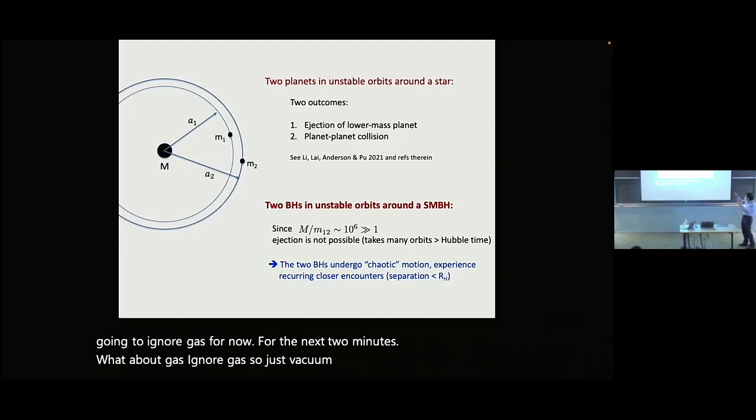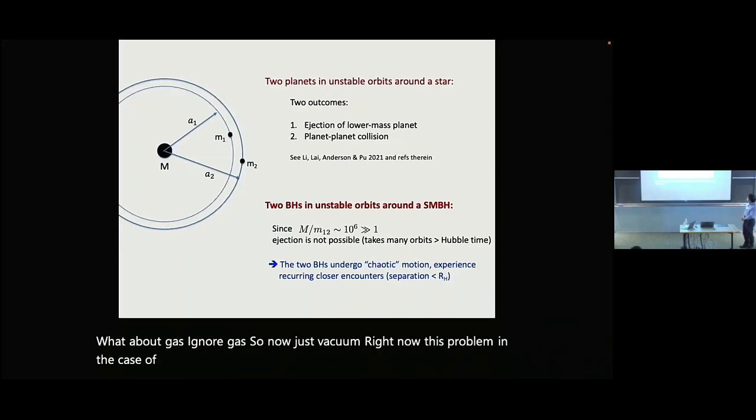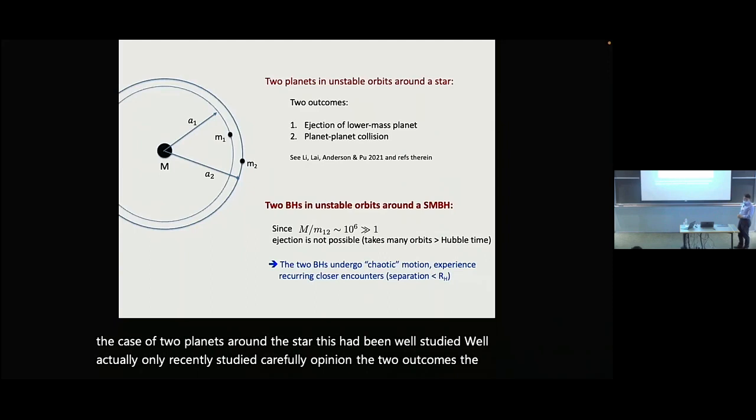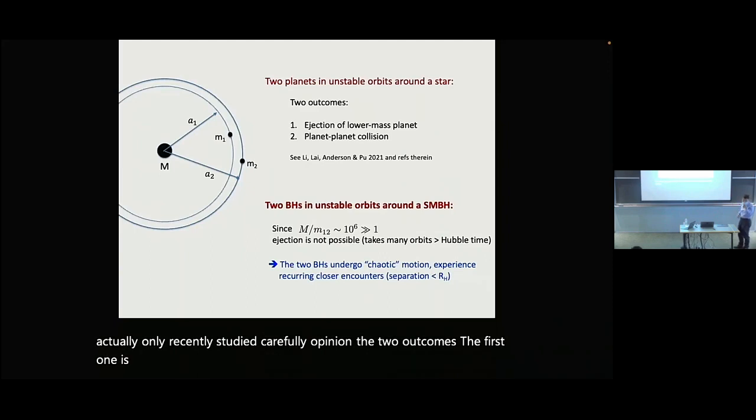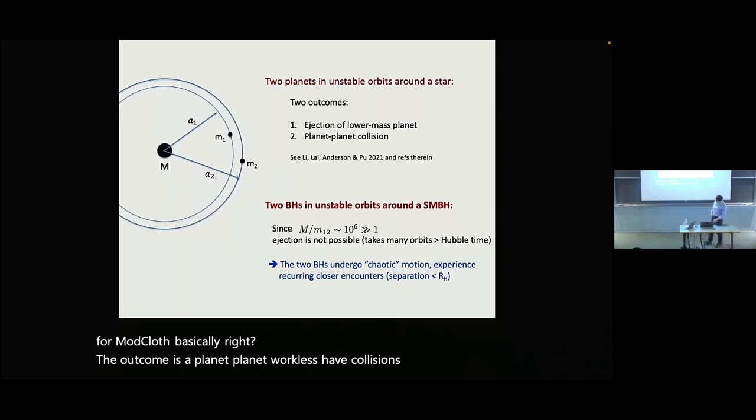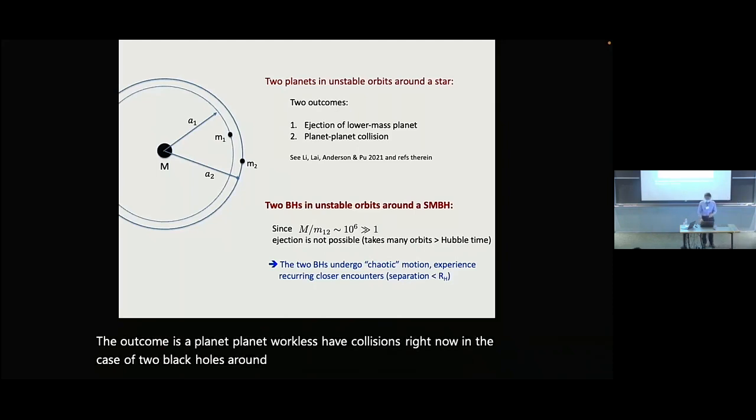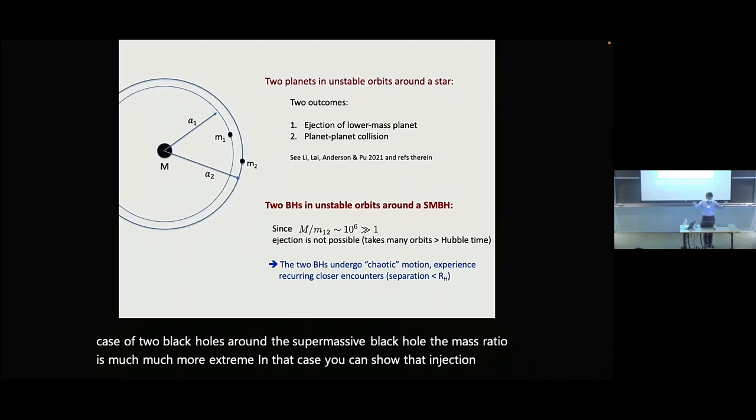Now this problem, in the case of two planets on an orbit around a star, has been well studied. Well, actually only recently studied carefully, in my opinion. There are two outcomes. The first is that one of the planets will be ejected. This is actually how you form the Oort cloud, basically. Another outcome is that the planets will have collisions. Now, in the case of two black holes around the supermassive black hole, the mass ratio is much more extreme. In that case, you can show that ejection is impossible. It takes forever to happen.